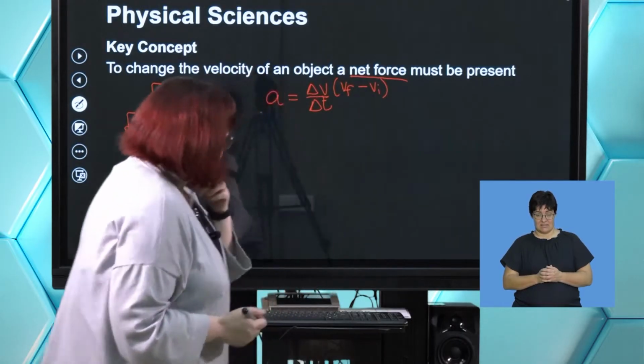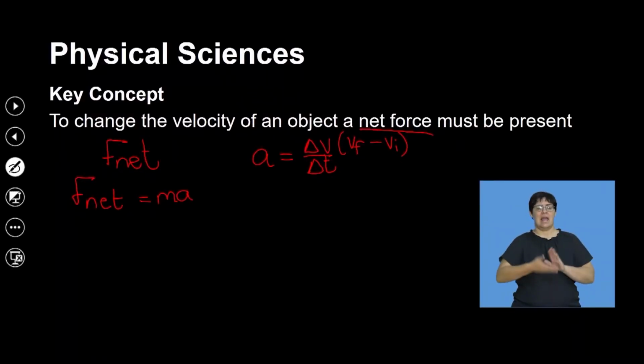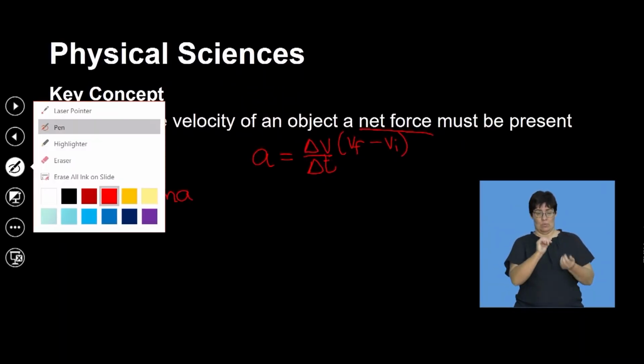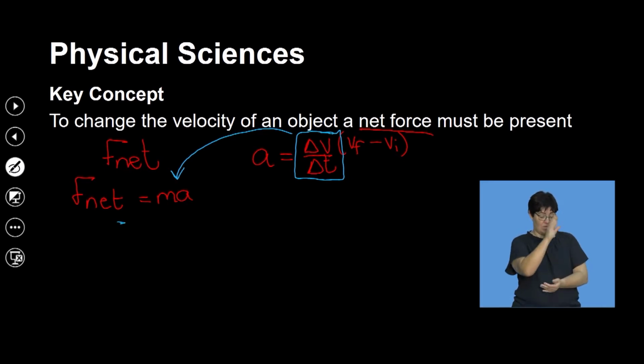Now we go, okay, so I know what acceleration is. Now we're going to do a little bit of a maths thing. I'm going to take this part of the equation and substitute it in there. So I'm going to take the a away, and this means my equation becomes this.